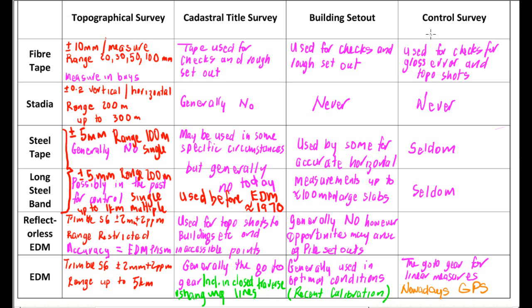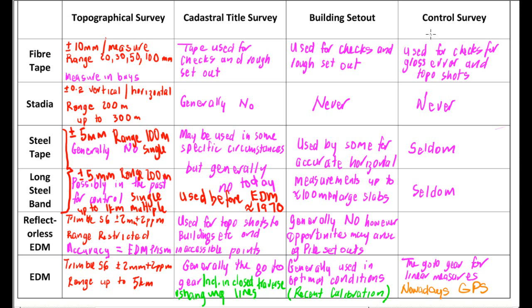We would then typically turn the central cross up to the actual instrument height, and that would give us the vertical angle, and from that we could work out the distance and the difference in height. Typically with Stadia we can get accuracy of plus or minus 0.2 of a meter, both vertical and horizontal. But in their day they were used quite extensively for topographical type surveys.